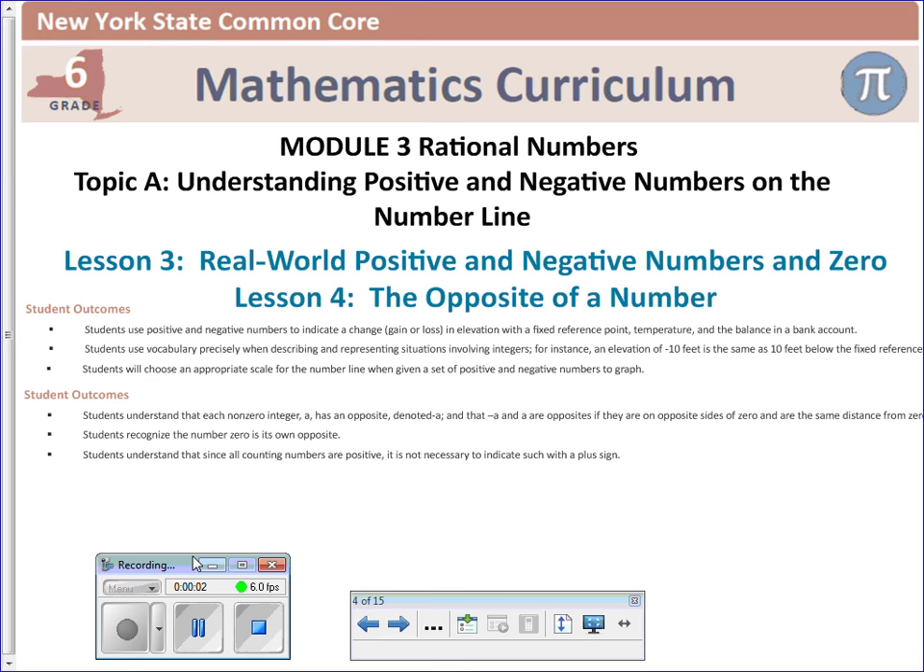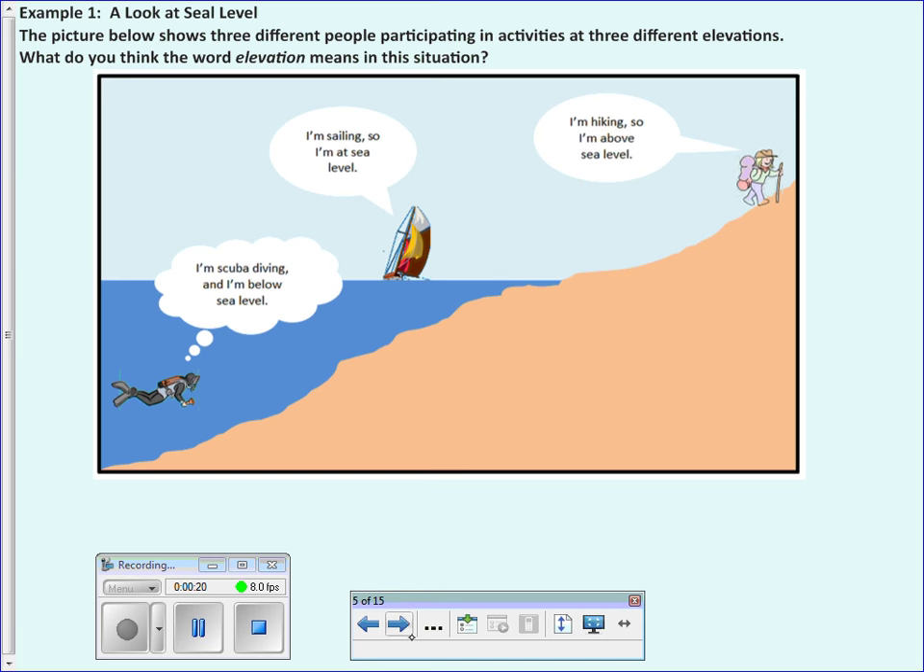Okay, today we're looking at Module 3, Lessons 3 and 4. It's just a continuation of yesterday's lesson. We'll be looking at positive and negative numbers and 0 on a number line, and opposite numbers, all in real-world situations. So this is all going to look very familiar between last night's homework and yesterday's lesson.